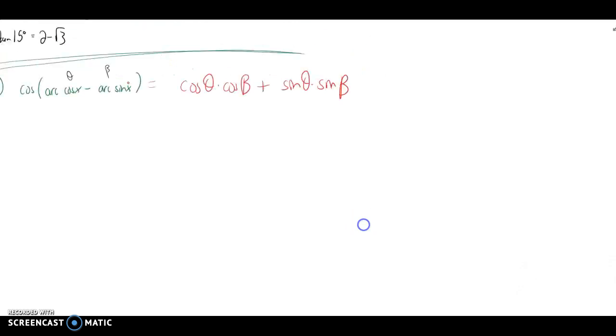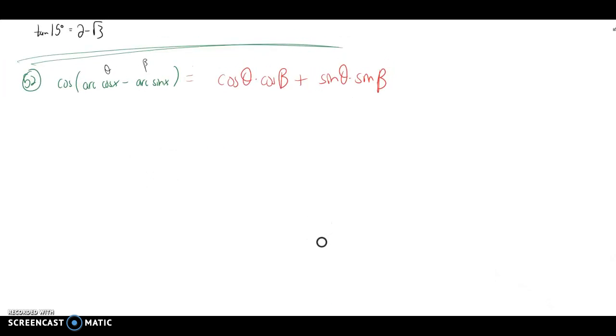The good news in this problem is the first part says arc cosine of x. So theta has a cosine of x, or the cosine of theta is equal to x. Where it says cosine of theta, I can plug an x in for that. It says beta is arc sine of x, which means that the sine of beta is equal to x. That's by definition, that's what those mean.